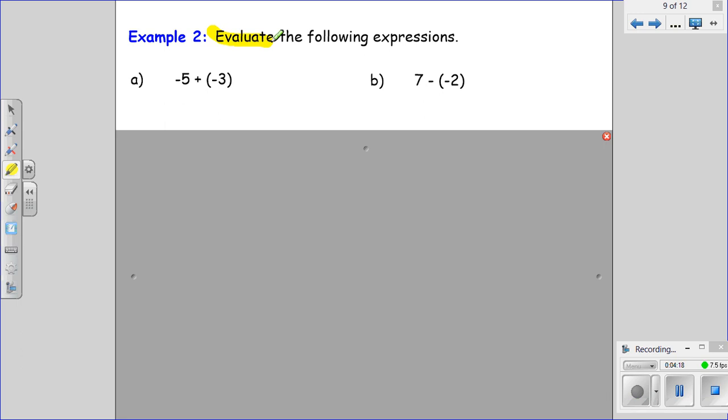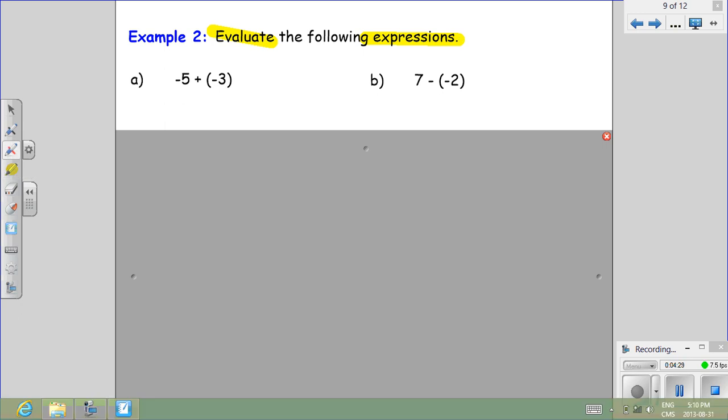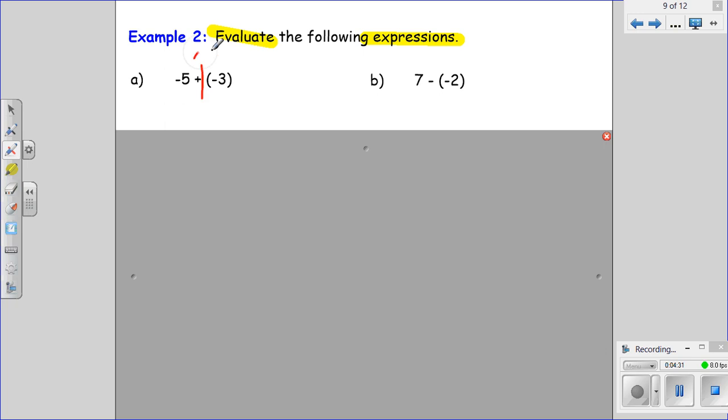Evaluate. That just means find the answer, by the way. And these are expressions that we're evaluating. -5 plus -3. Again, there's a 1 understood to be there, and I'm going to do that work first. So -5 plus -3 is really -5, and +1 times -3 is -3.